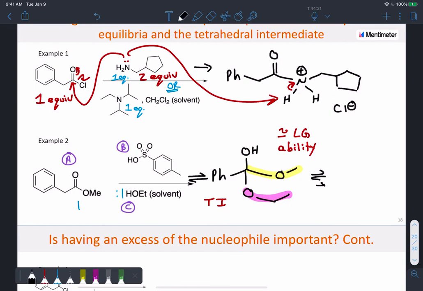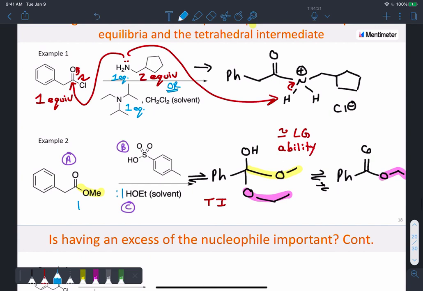So after a couple more steps, because of that similarity in leaving group ability, if we just have a 1-to-1 ratio of the starting electrophile and the solvent, we're going to have a 1-to-1 ratio of those two possible products.